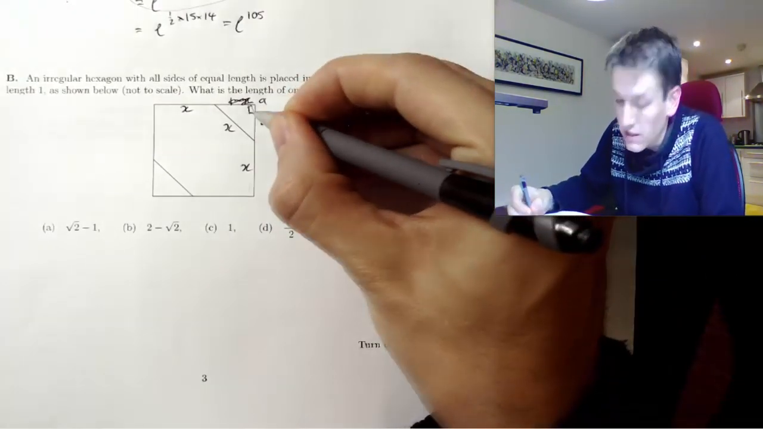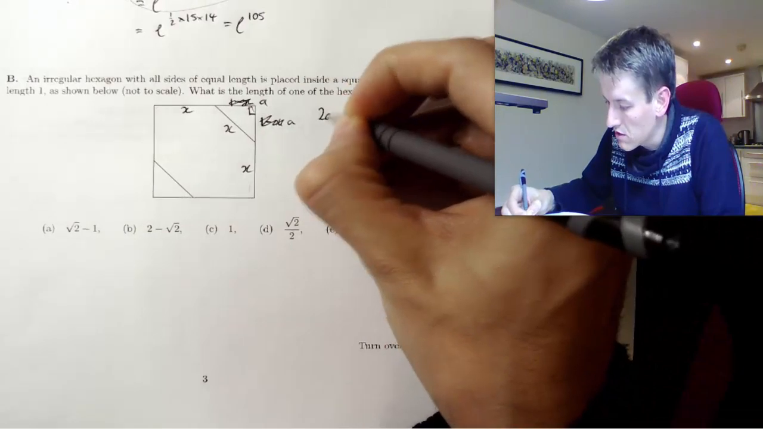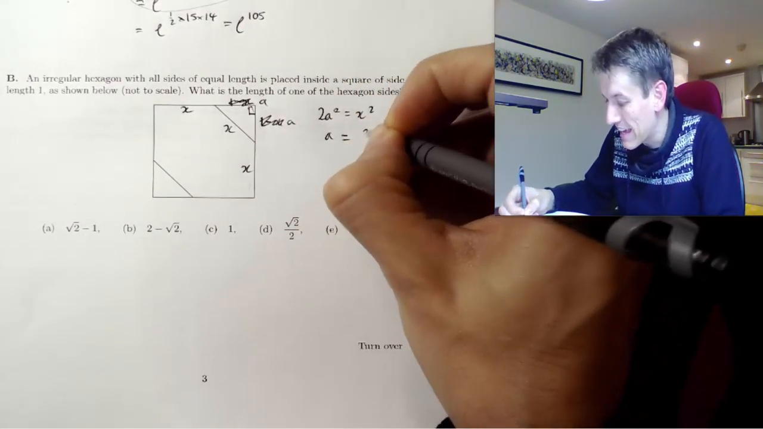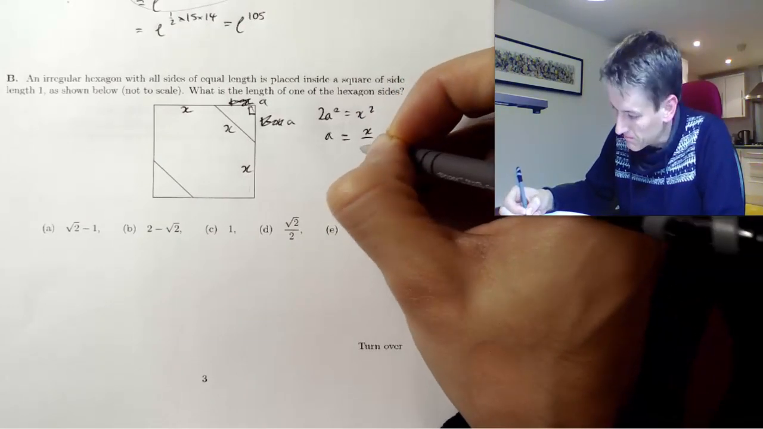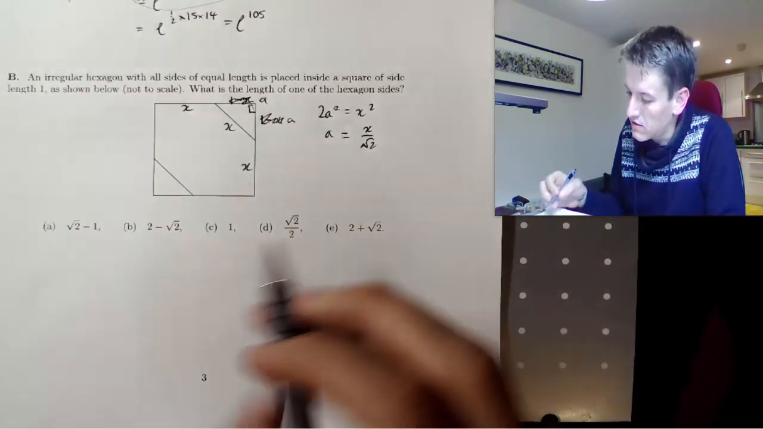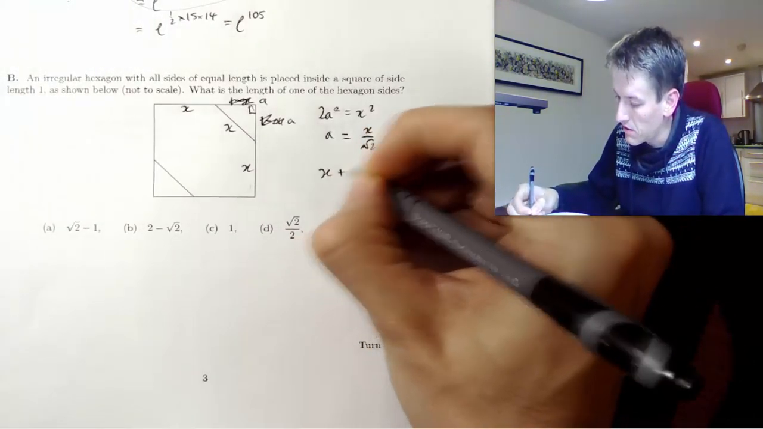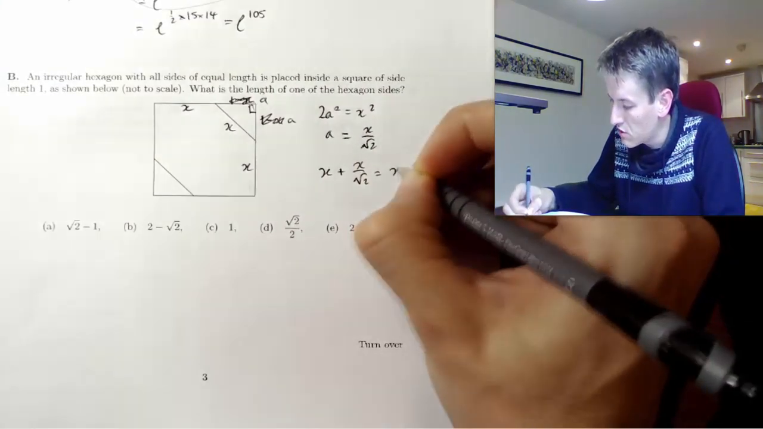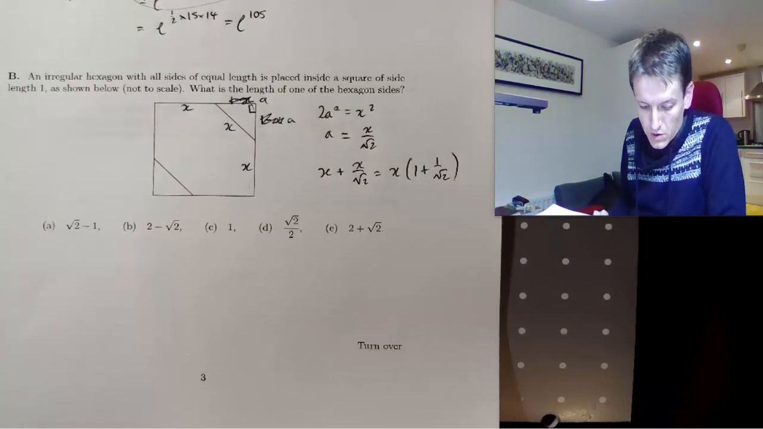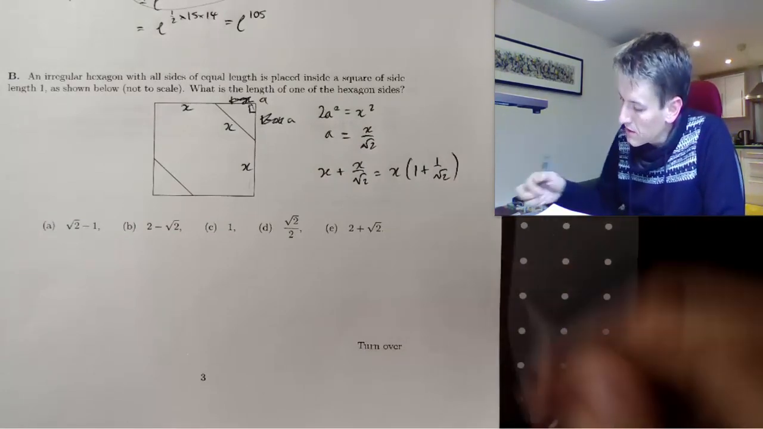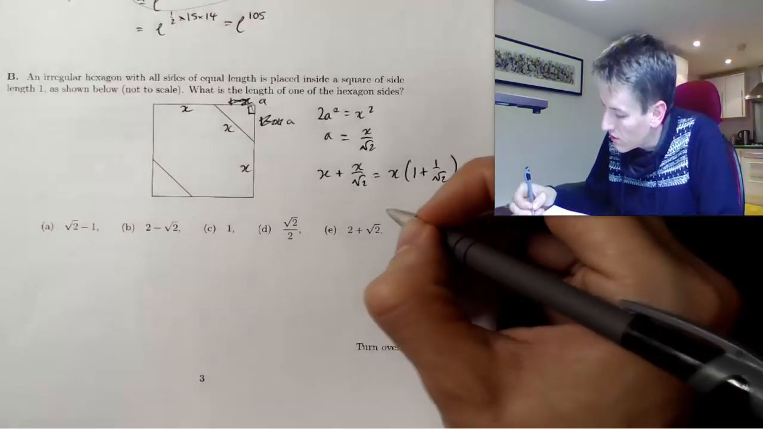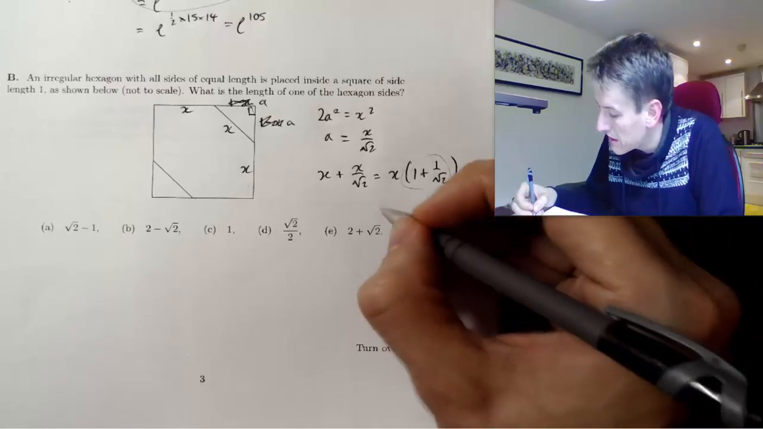This is a right angled triangle we've got here. So by Pythagoras, 2 times a squared is equal to x squared. So a is going to be x divided by the square root of 2. So the side length here is x plus x divided by the square root of 2, or x times 1 plus 1 over root 2. So that's equal to 1. So I just need to work out what this is and do 1 divided by it.